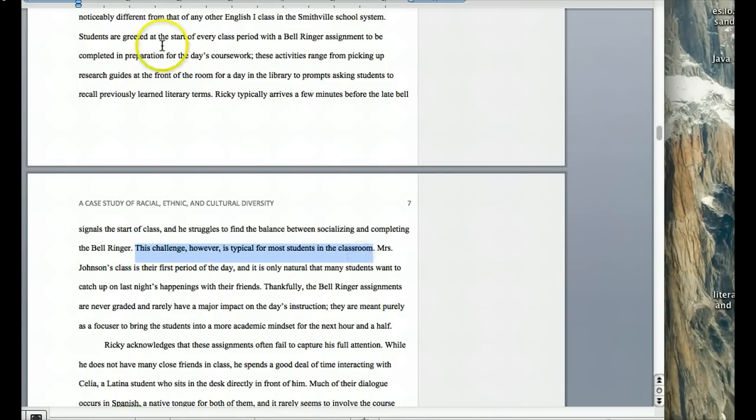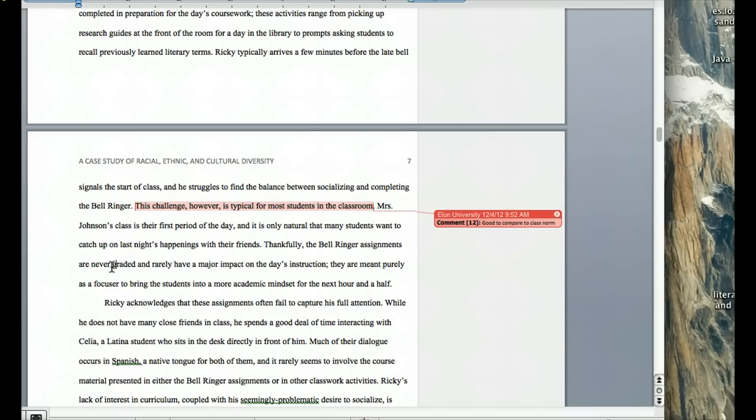So this is a good practice in your case study. If you point out a specific behavior from your student or students, it's good to compare that behavior to the class norm. Avoid absolutes.